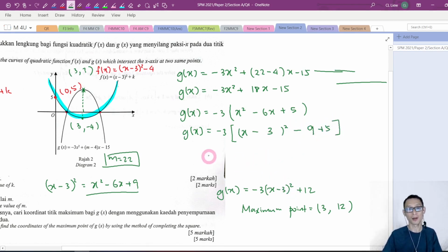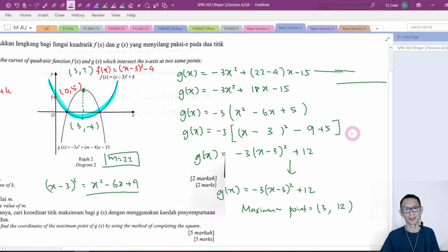You will still get the same answer. Okay, bring in the 3. And then here, the same thing. Negative 9 plus 5, you get negative 4. Negative 4 times negative 3, you get plus 12. It's exactly the same. Okay, so this is a way how we solve this question.